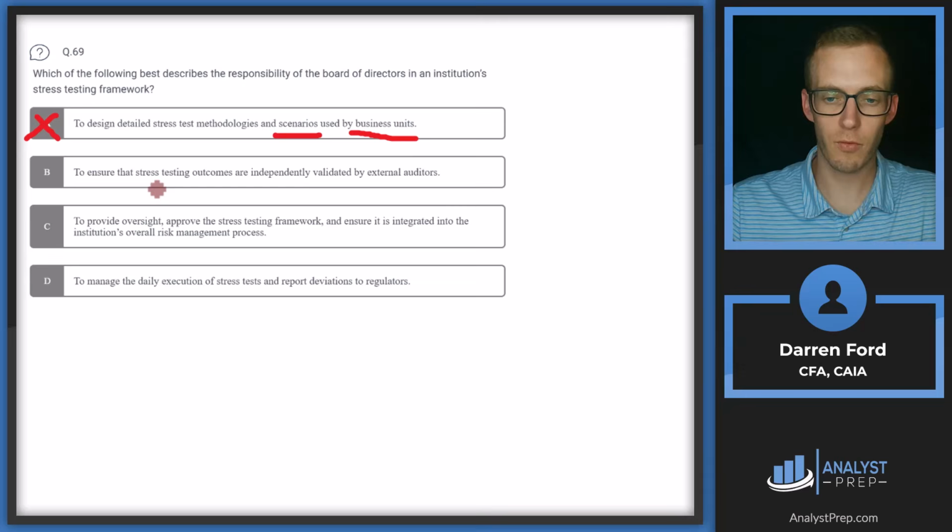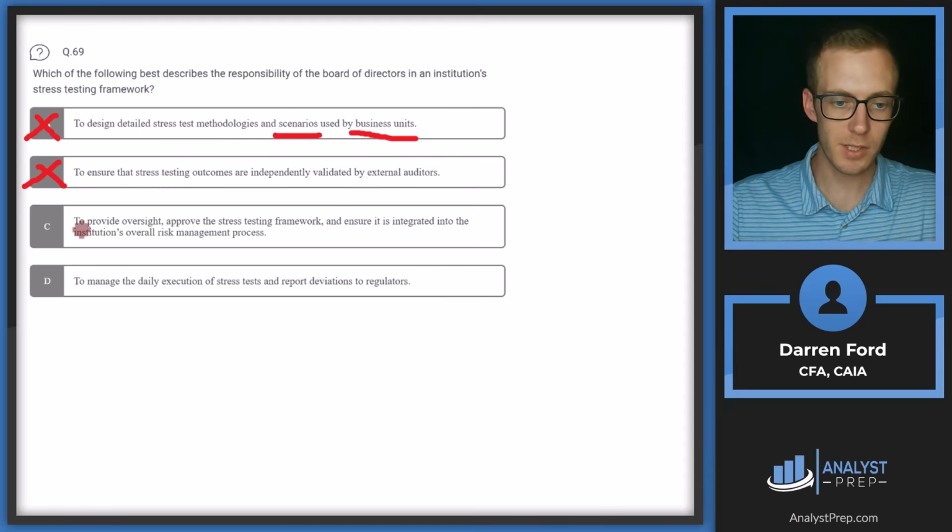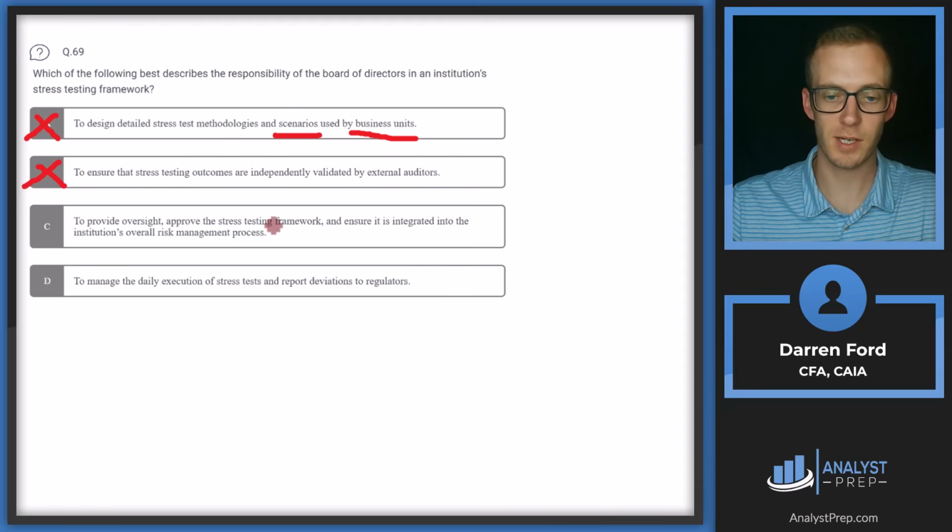B, to ensure that stress testing outcomes are independently validated by external auditors. This is going to be helpful for the risk function, but I don't think this is going to fall under the board of directors' jurisdiction here. C, to provide oversight, approve the stress testing framework, and ensure it is integrated into the institution's overall risk management process. That sounds more like our answer, especially when we've got oversight. The main thing the board of directors are going to be doing is advising and providing that advice and overseeing things that are happening versus kind of ensuring outcomes or doing the design themselves.